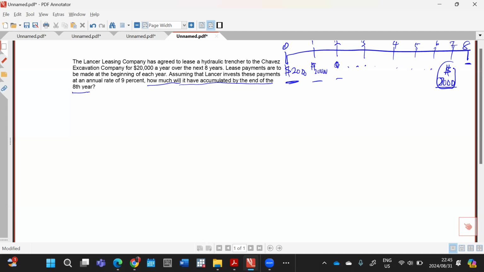So if you are to answer this question, the first question that you should ask yourself is, okay, before we ask those questions, let's just finish. Assuming that Lancer invests these payments at an annual rate of 9%, how much will it have accumulated at the end of year 8? So we want to determine the value of all these annuities at year 8. The question now comes in: are we looking for the present value or the future value? It's not a present value, we are looking for the future value. Future value at what year? This is at the 8th year, okay?